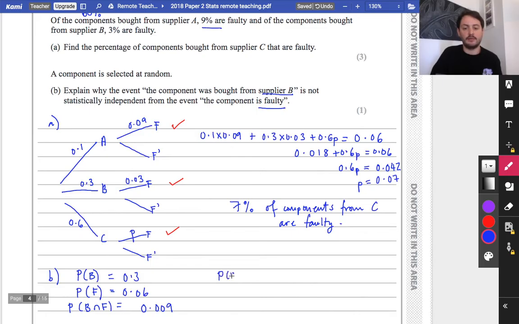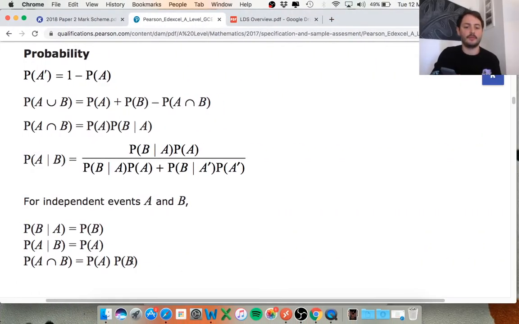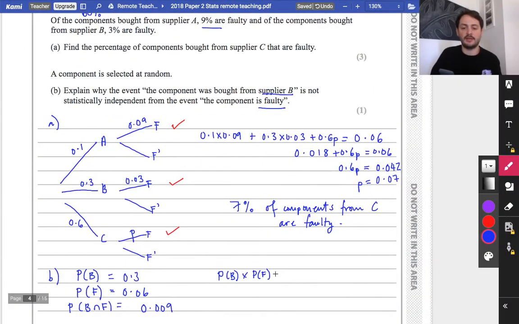So let's work it out. The probability of B multiplied by the probability of F. This is like this bit. Let's actually see what that is going to be. So it's going to be 0.3 times 0.06. That is 0.018. And that is not equal to 0.009. So these events are not independent.